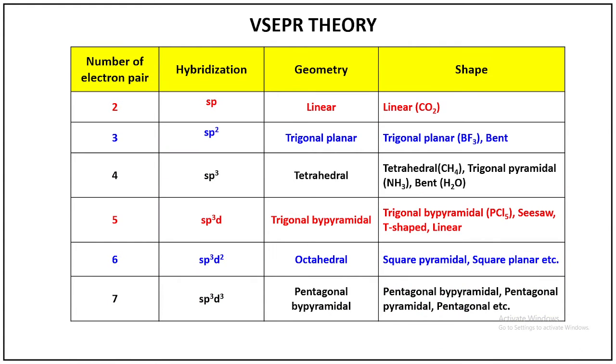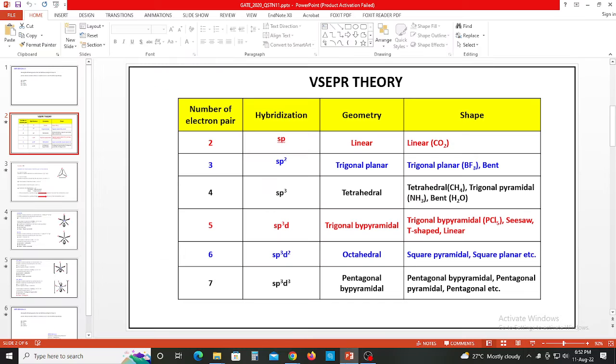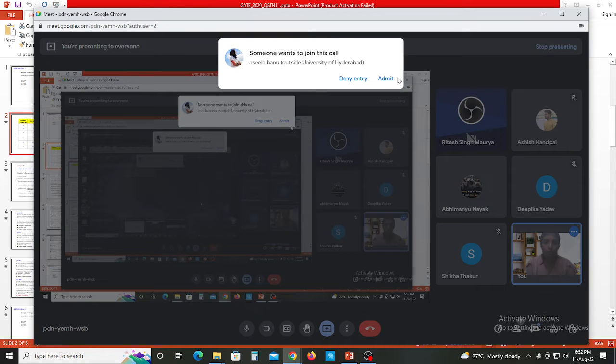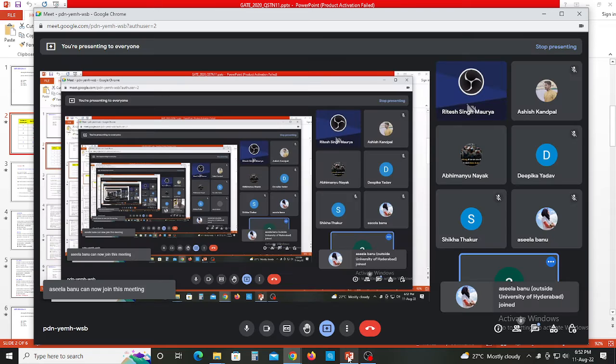For example, let's assume that we have a central atom and then we have, 1 minute, somebody wants to join, I guess. Okay.